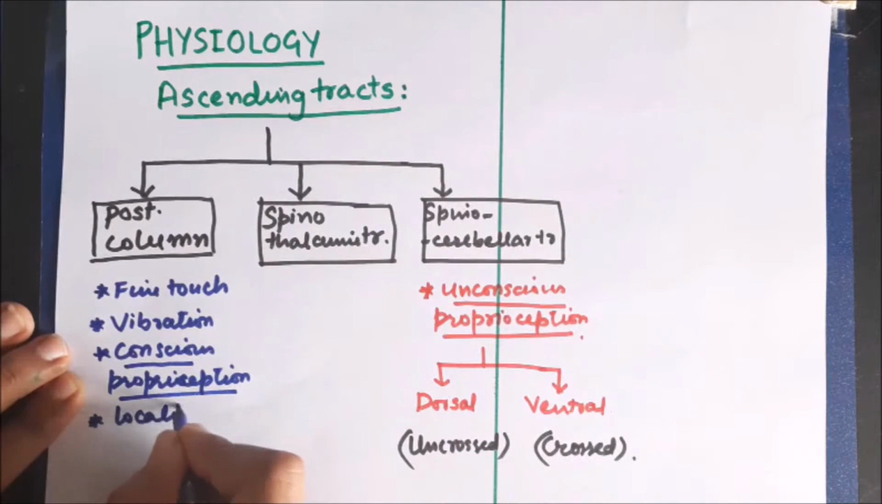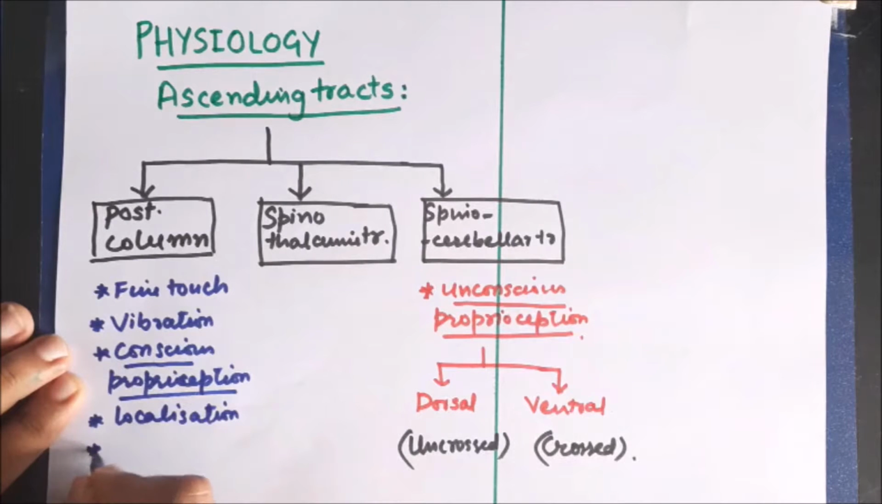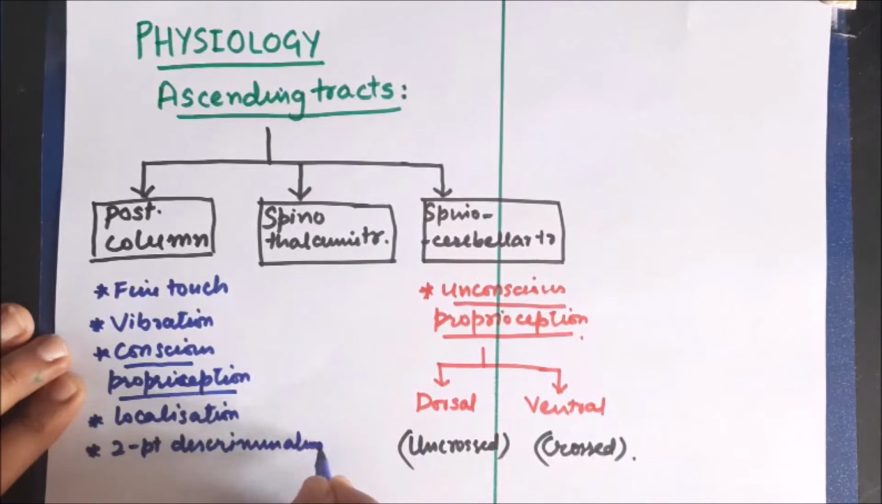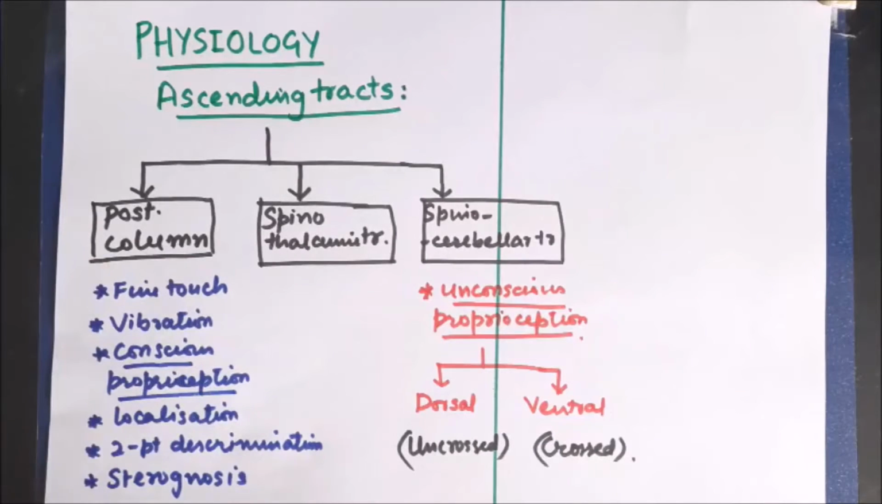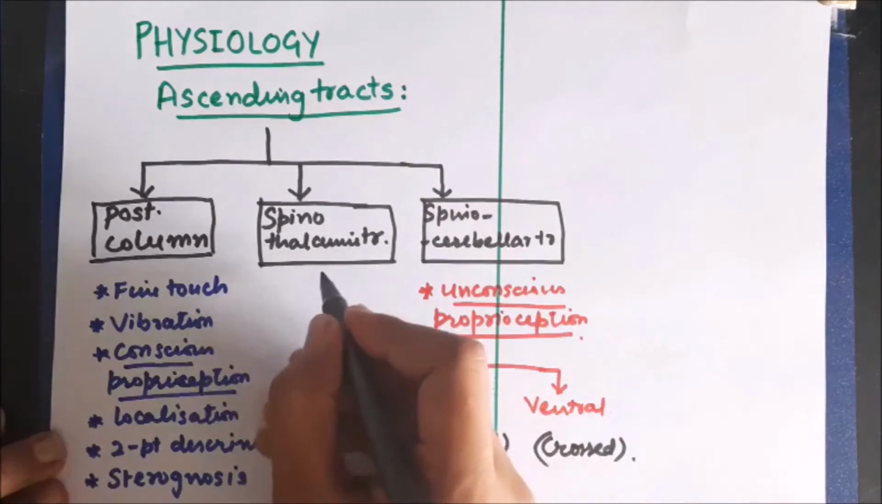And also localization, two-point discrimination, and stereognosis. So these sensations are all carried by the dorsal column or the medial lemniscal system. We'll discuss this posterior column, its structure and everything in detail, using a diagram in a few moments.